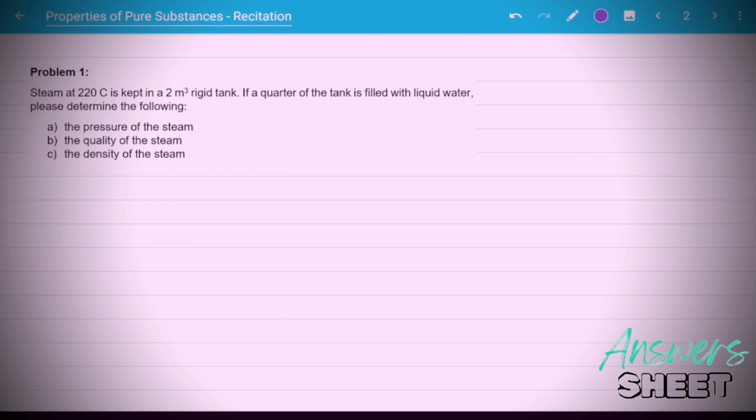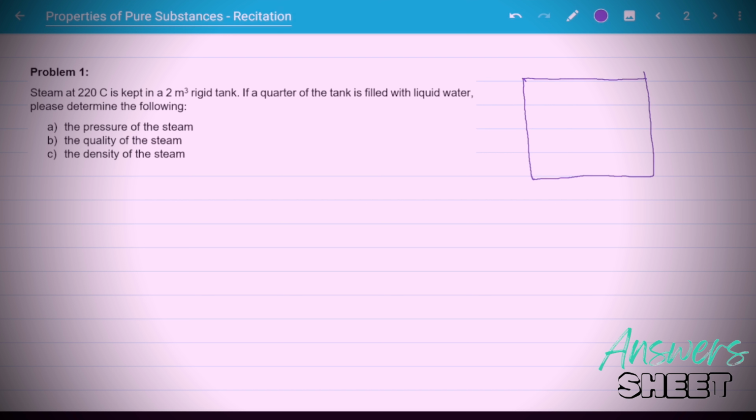Okay, the first problem here: we have steam at 220 degrees in a rigid tank with a volume of 2 meters cubed. Now, if a quarter of the tank is filled with liquid water, we're asked to find the pressure of the steam, the quality of the steam, and the density of the steam. Okay, so let's draw a simple schematic of the problem first.